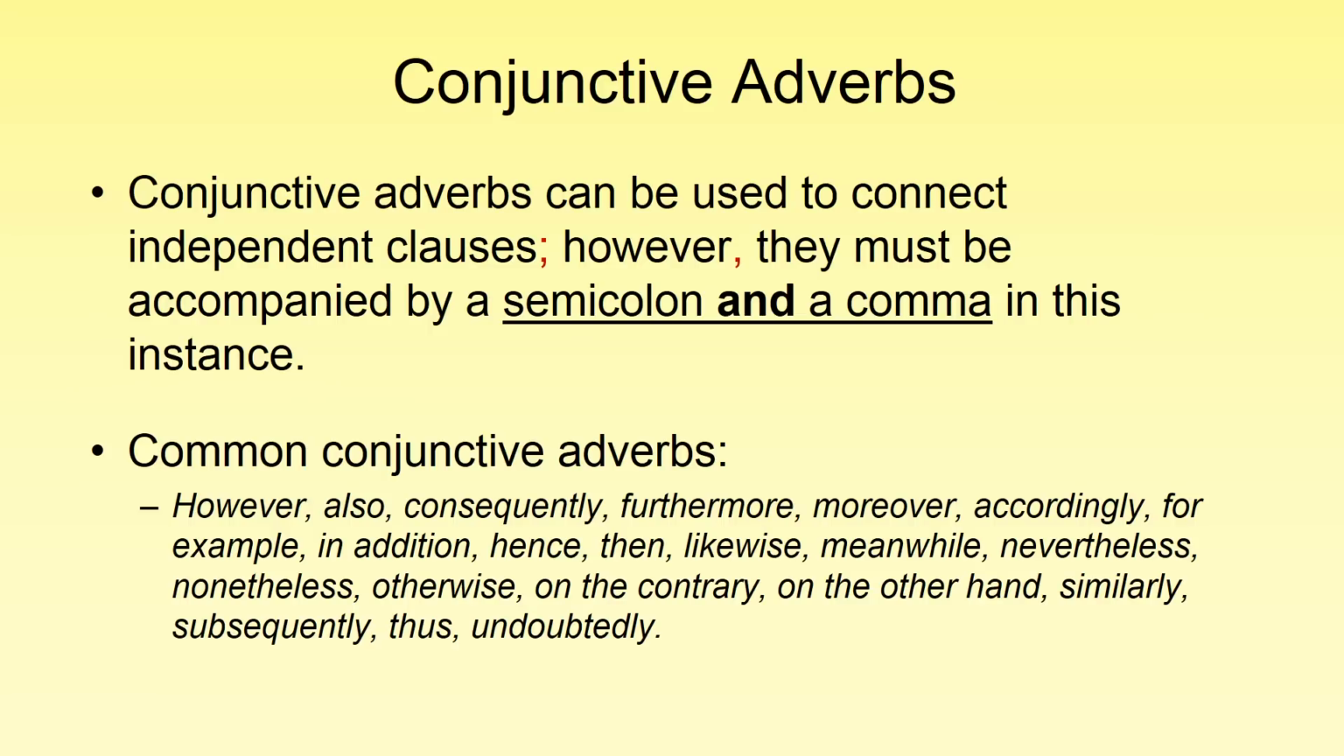Now we're going to move on to conjunctive adverbs. These are used to connect independent clauses. So once again, if you're not understanding clauses, dependent versus independent, go back to the earlier videos and review that material, because most of the rules that we're looking at relate to clauses. In this case, we have independent clauses on either side of the conjunctive adverb, and it's always going to have a semicolon and a comma. Here's a list of common conjunctive adverbs. You can search on the web and find lists that have more, but these are the ones that are most often used.